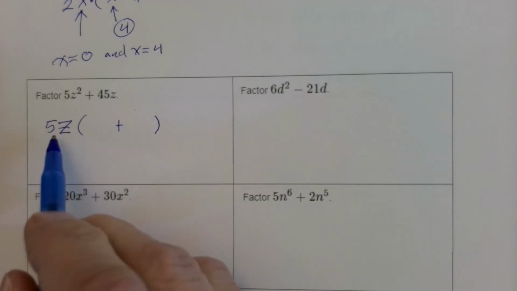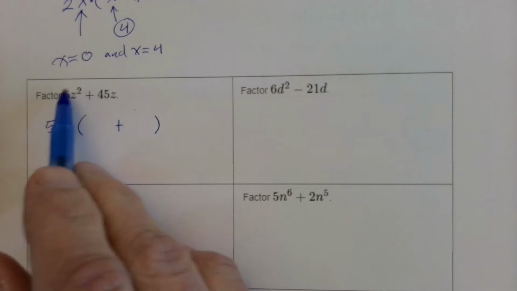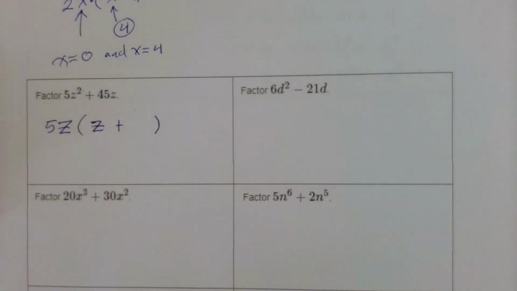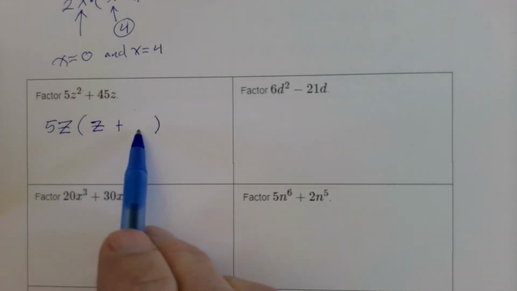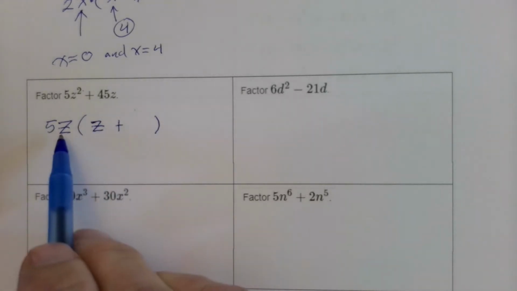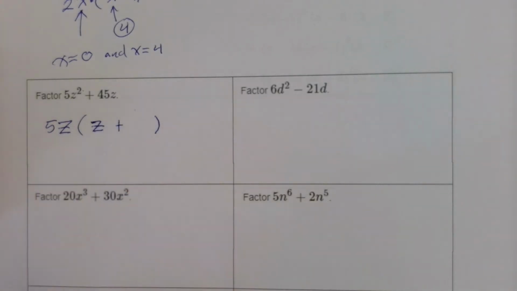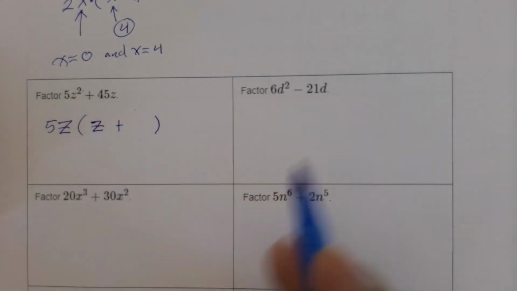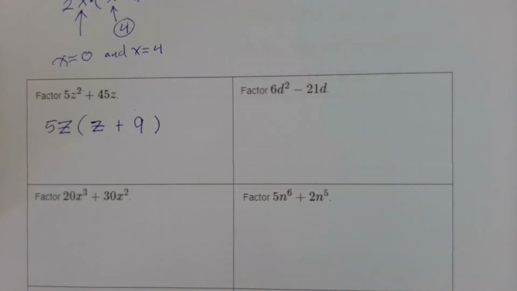Your job here is now to figure out 5z times something makes 5z squared. Well, the only thing that this has, that this doesn't, is an extra factor of z. So you put a z here, and then you look at this. 5z times something makes 45z. Oh, well, we already have a z from here, so we won't be needing any more z's to account for that z. All we need is a number that will make 5 multiply to get to 45. And of course, that number is 5 times 9. We did it. We factored it.